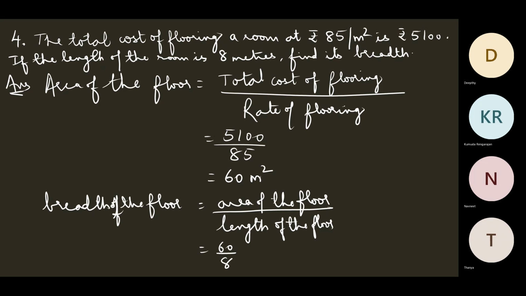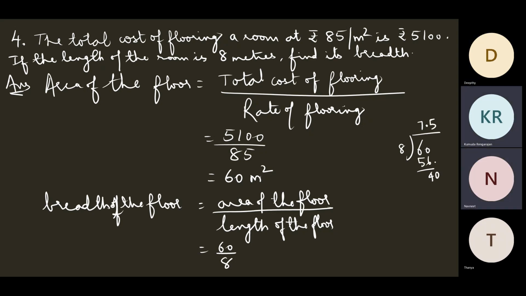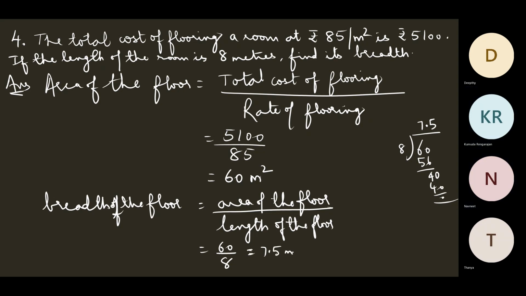Ma'am, 7.5, ma'am. 7.5. Lovely. Okay, fine. 8 sevens are 56. I got 7.5. Add a 0. Very good. Same answer, ma'am. Write it in the next line. I don't have place, so I'm writing here 7.5 meters. Okay, ma'am.